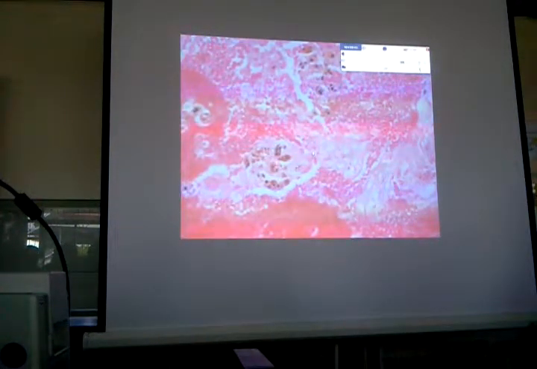Okay, identify the cells pointed. Alright, hemosiderin laden macrophages. Can we label them also in this condition as heart failure cells? No. So bilirubin comes from the work of the macrophages, which is what?